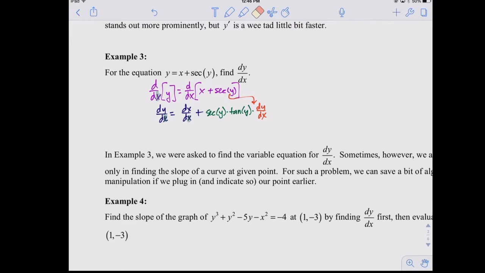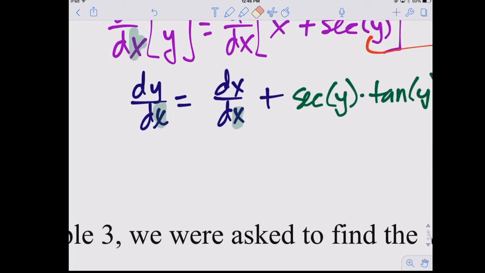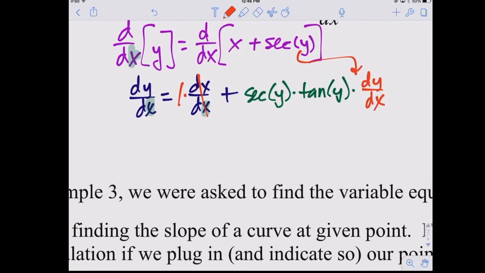Solving for dy/dx is what we want to do next. Now, of course, this dx right here, you can call that 1. You wouldn't need to call it dx/dx. But what we're going to do now is treat everything else as a constant. We're going to collect our dy/dx terms.